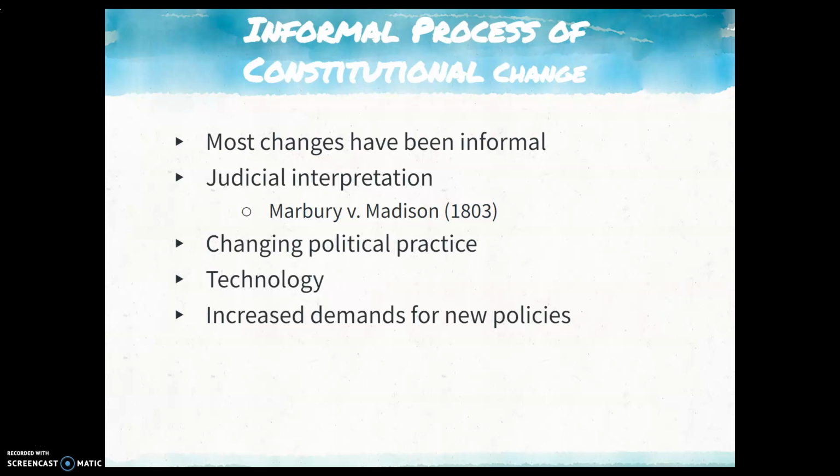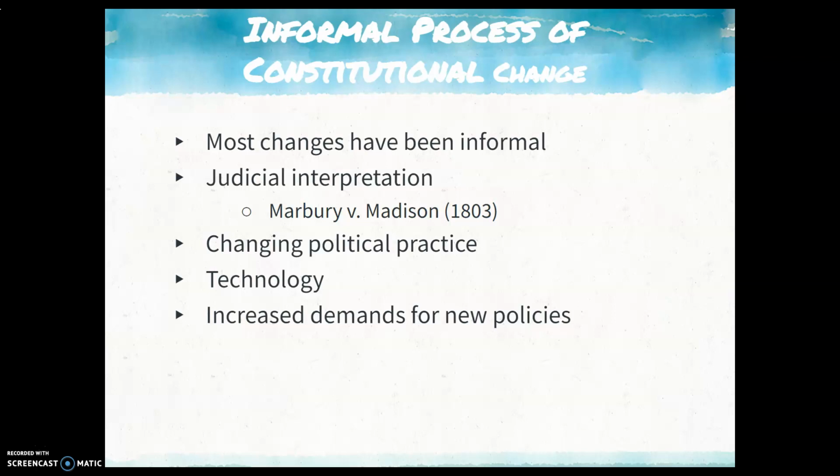Now, we've only had 27 amendments to the Constitution in 200 plus years, which speaks to how difficult the amendment process is. So most changes to our Constitution have been informal. Consider things like judicial interpretation, things like the ability of judicial review, that the Supreme Court can find the actions of the legislature and executive branches constitutional or not. Nowhere in the Constitution does it explicitly say that, but through interpretation by the Supreme Court in Marbury v. Madison, that has been added to be standard practice.